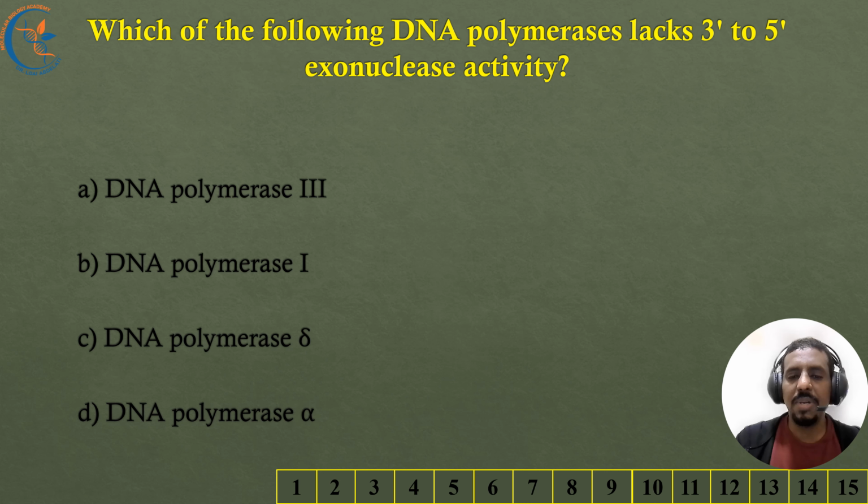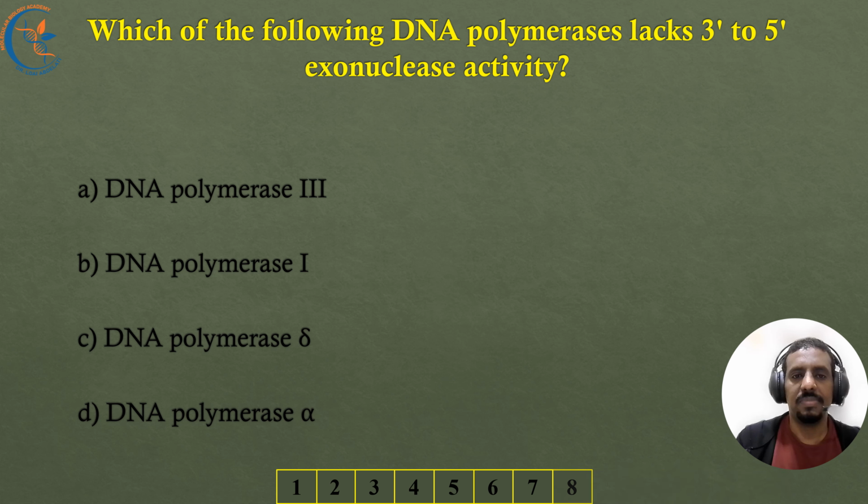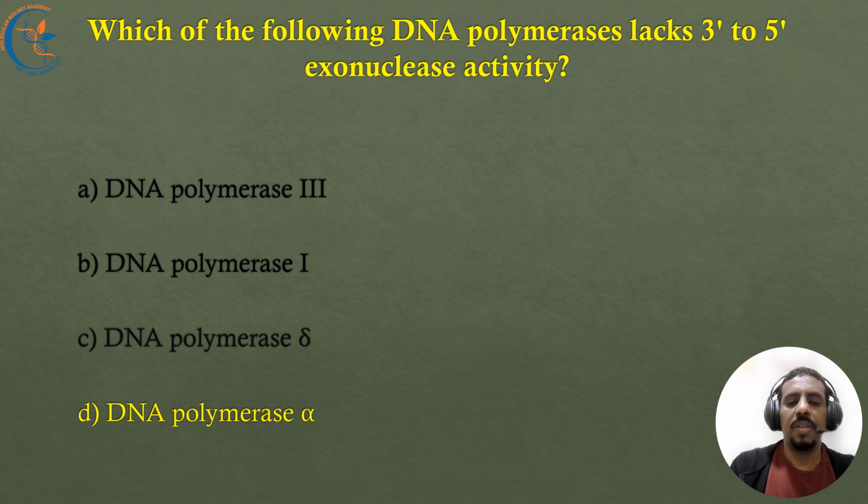Which of the following DNA polymerases lacks 3' to 5' exonuclease activity? Which one of them? The correct answer is DNA polymerase alpha. DNA polymerase alpha, as we know, lacks 3' to 5' exonuclease activity, all right? And is primarily involved in initiating DNA replication by synthesizing RNA primers. All right, let's move on.